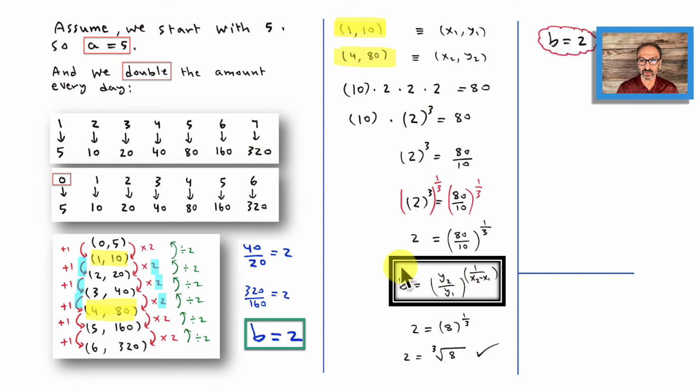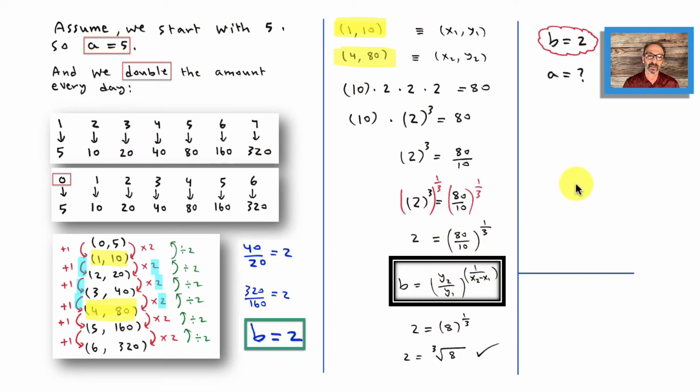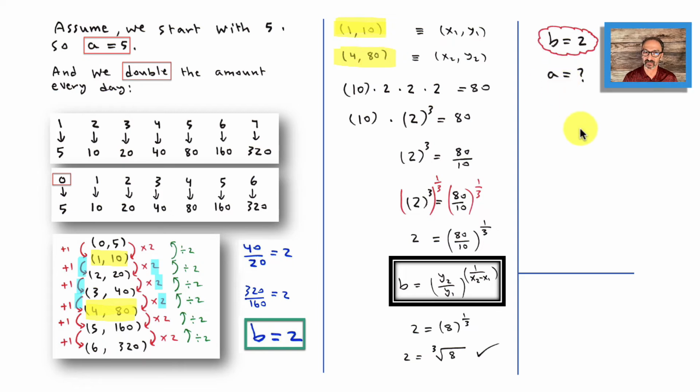Now, b is 2. We could see it in a lot of different places here, and we showed how to apply the shortcut to find it. b is 2. What is a? We know that a is the initial amount, which is 5 right there. But let's say we don't have (0, 5). We don't have the other points. I don't have the whole table. I only have 2 points. How do you find a, which is 5?